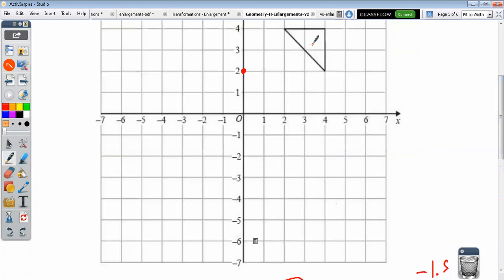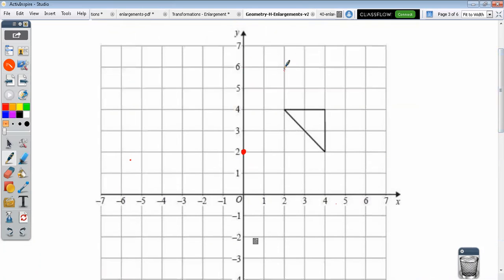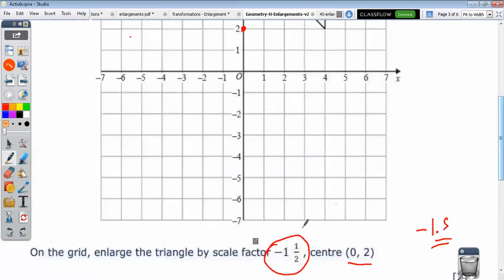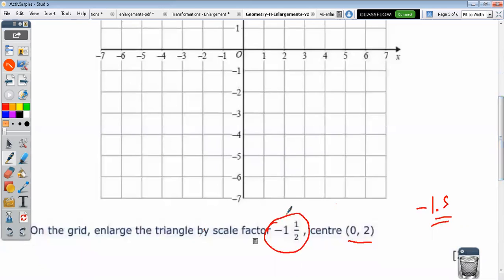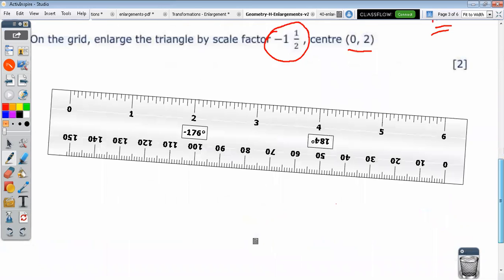But the negative means the opposite side. If it was 1.5, on the same side, it would come this side here, and it would be enlarged on the same side of the center. But because it's negative, it comes the other side. So remember what I said: you draw.